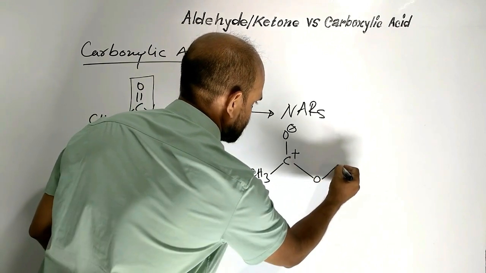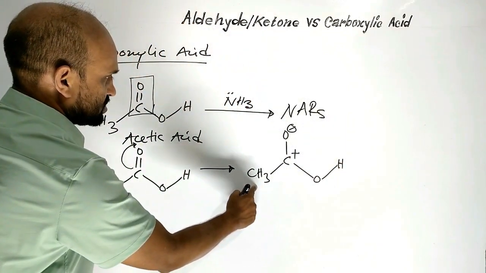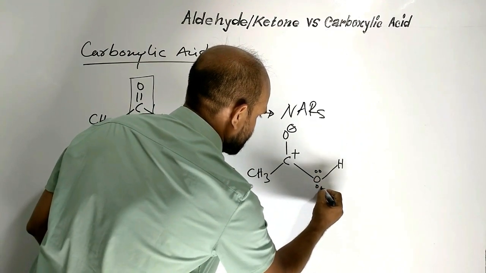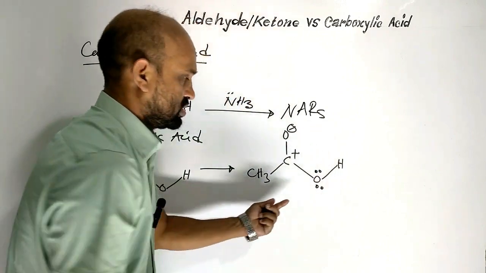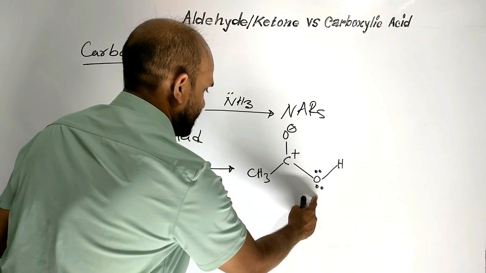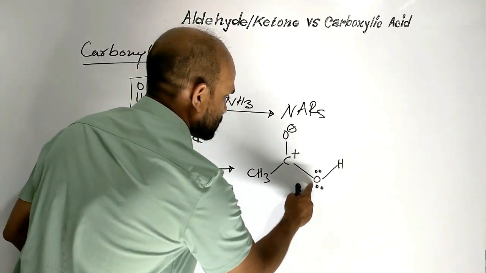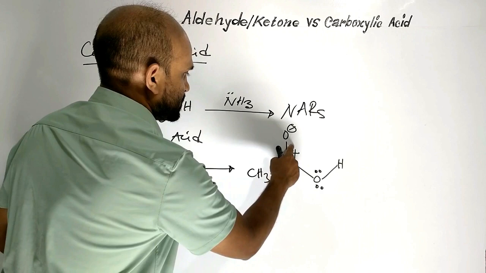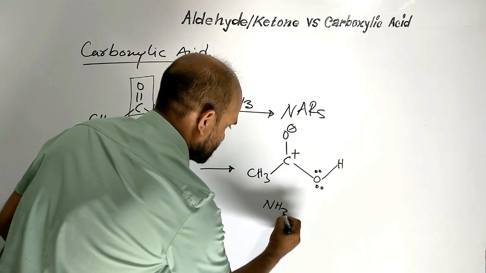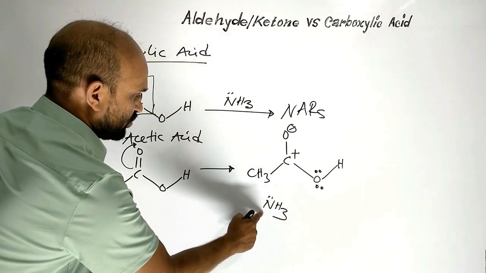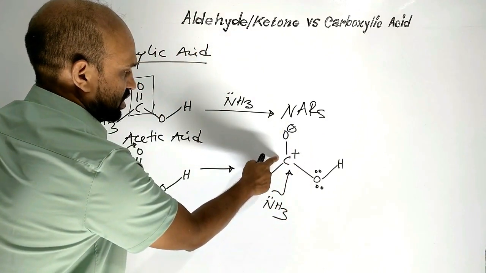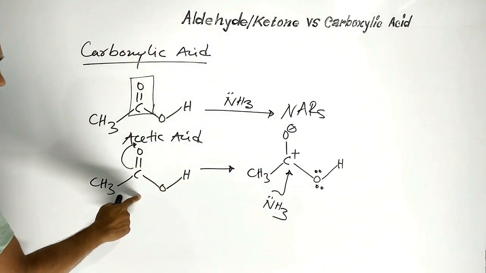We know that oxygen contains two pairs of electrons. Oxygen carries two pairs of electrons, and the carbon which is nearer to oxygen is positive in charge. Now there is a chance of nucleophile ammonia to attack this positively charged carbon of carboxylic acid.